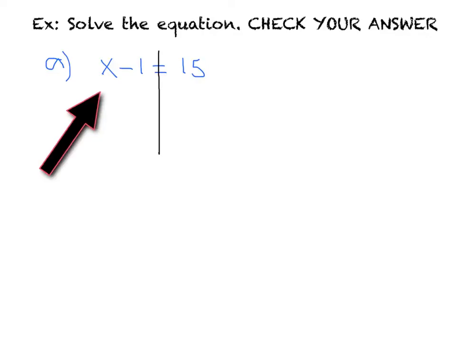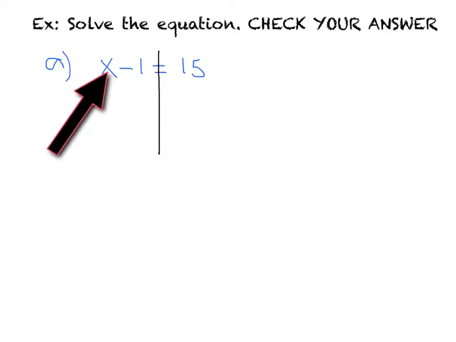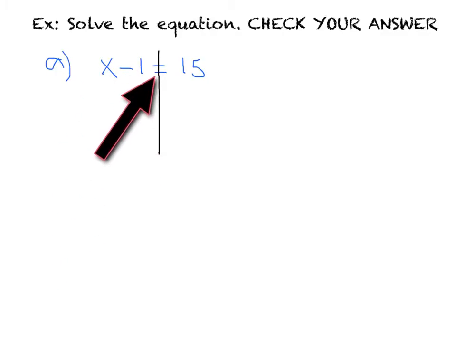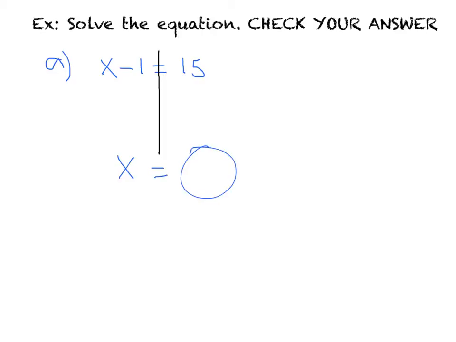So we can start getting x completely by itself, which means that we need to move this right here. Once this is gone, then x is going to be the only thing on this side of the equation. Again, that's another reason I like to draw this line. We want x to be the only thing right there. So at the end of our problem, we want it to look like this. We want it to look like x equals and then some number.